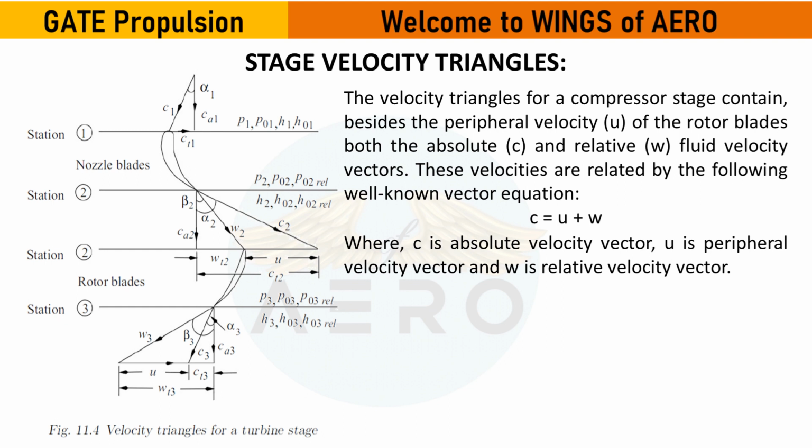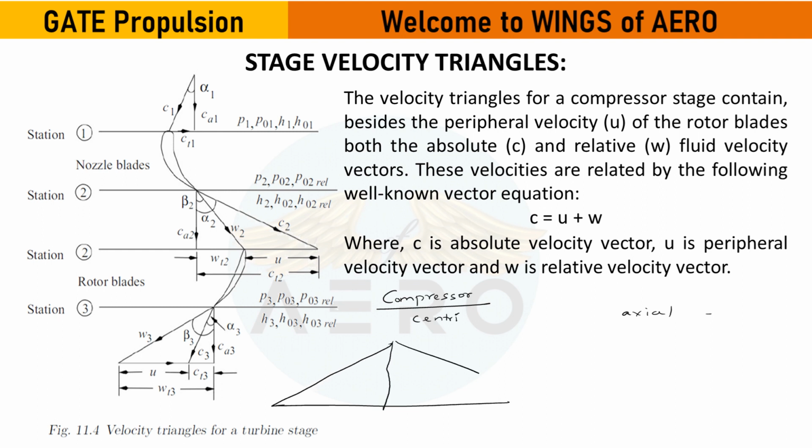The first one we saw was the centrifugal compressor, and another one was the axial compressor. What is the basic difference that we have noticed? I hope there was some difference.